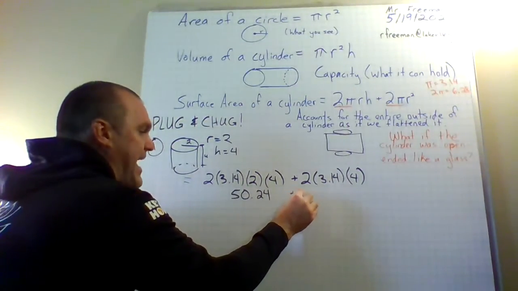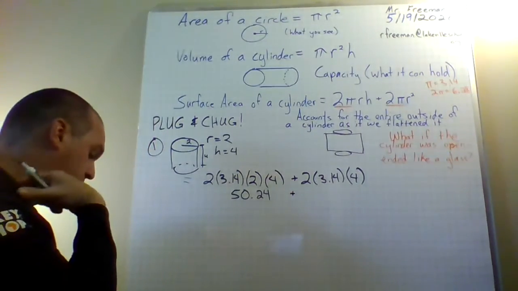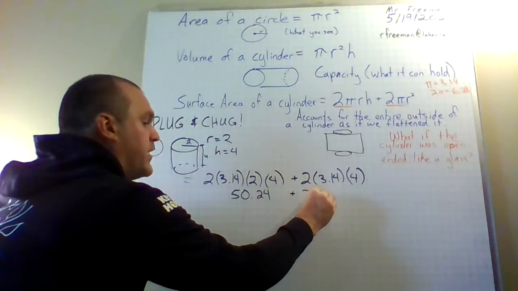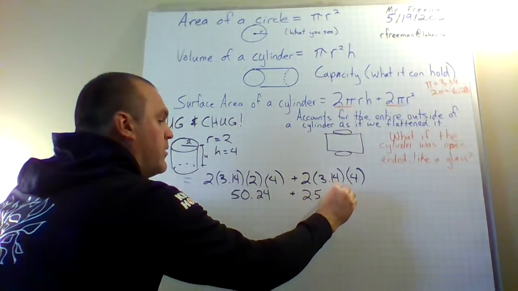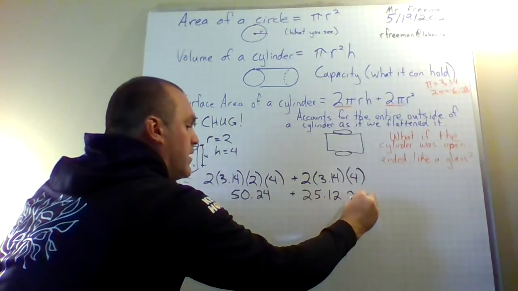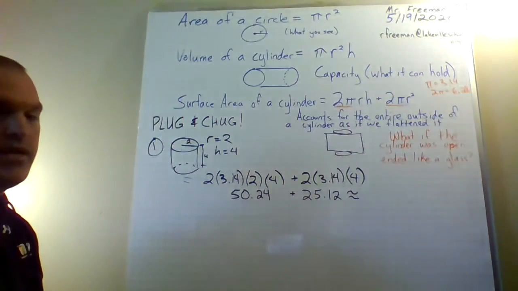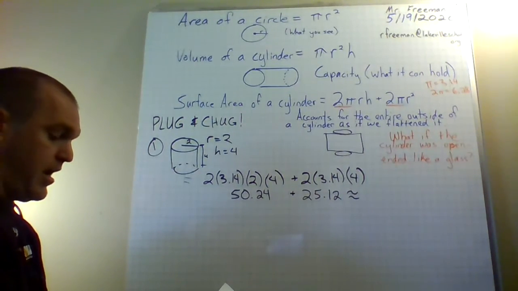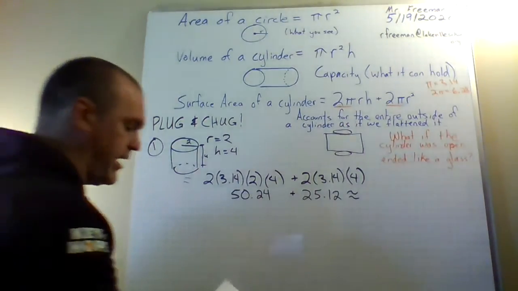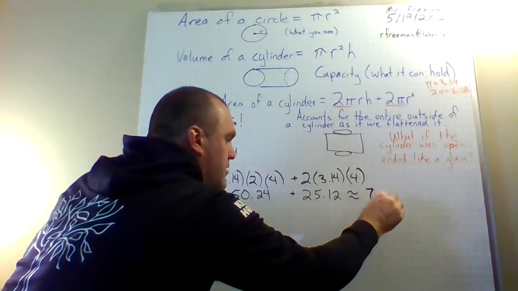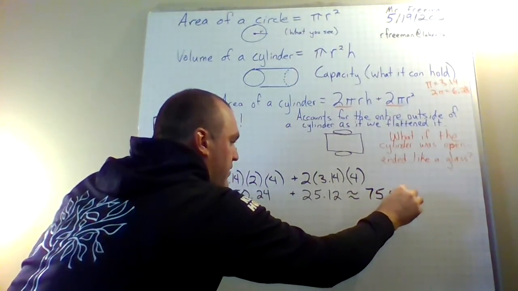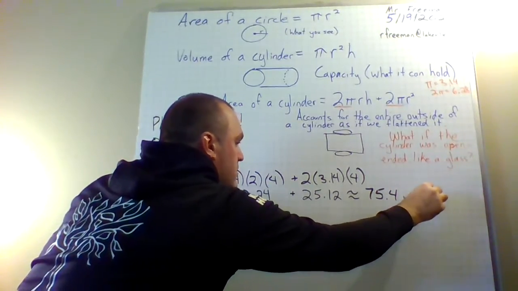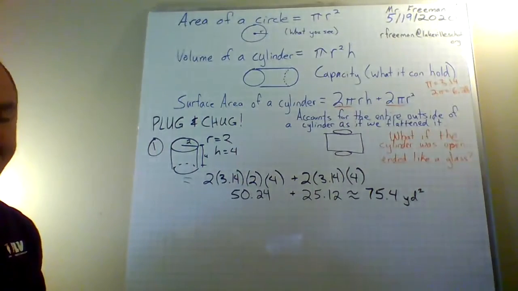We're going to add that to, if I multiplied that second half of the equation out, I'm going to get 25.12. And I'm going to try to remember to use the squiggly equal sign a lot, because these are all going to be estimations. You will get an answer that should be close to 75.4, and that's yards squared. Okay?